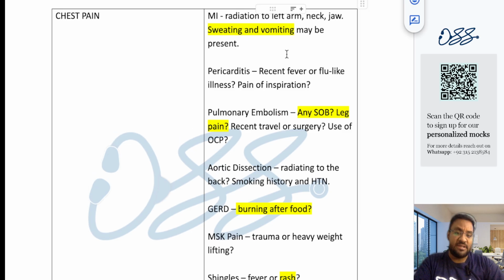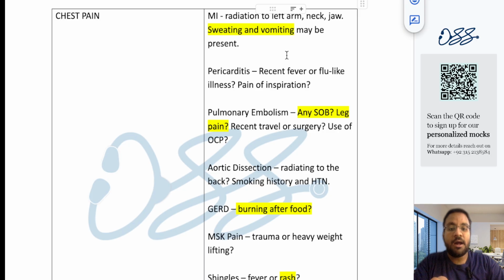Myocardial infarction is associated with sweating and vomiting as well. So ask that: okay, Mr. Green, by any chance, are you experiencing any sweating? By any chance, apart from this chest pain, are you experiencing any vomiting? That will further help you come to the diagnosis in a much more confident way.